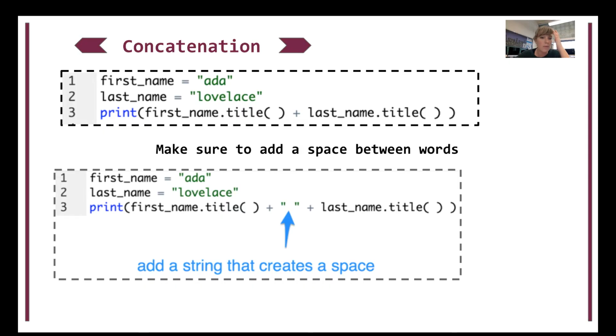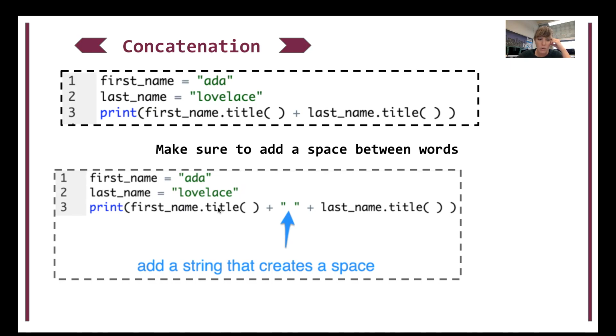Okay, so another way of doing concatenation is, let's say that I have to make sure that the words are in title case, for instance. So I could call the method title on the first name and add it to last name with the method title called on it as well. So that would get me Ada Lovelace, who is one of the first computer programmers.